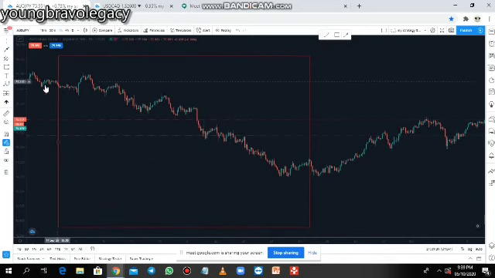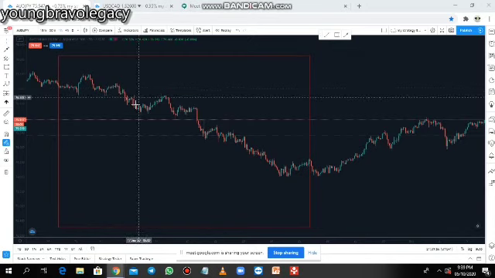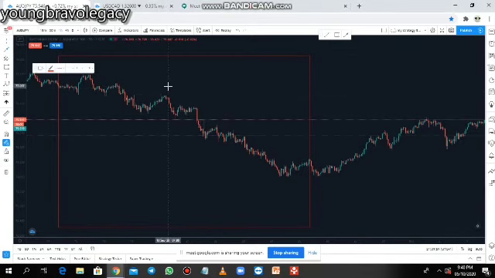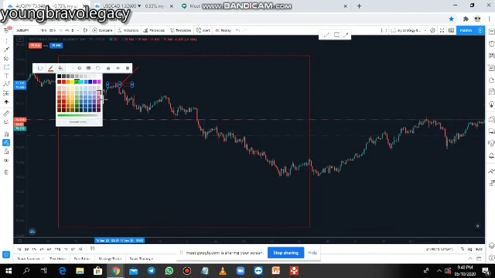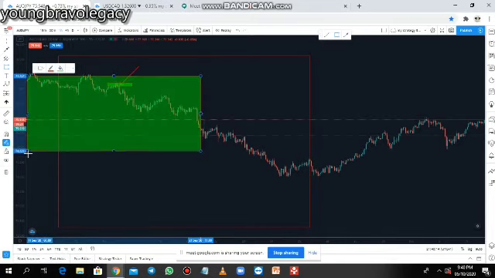Now let's say we are starting from here. Okay, where are we starting from? Let's start from this area. Let's say the trend starts from here. This is where the trend starts from. Now here we have a lower high. This is a lower high. We have a lower high here.